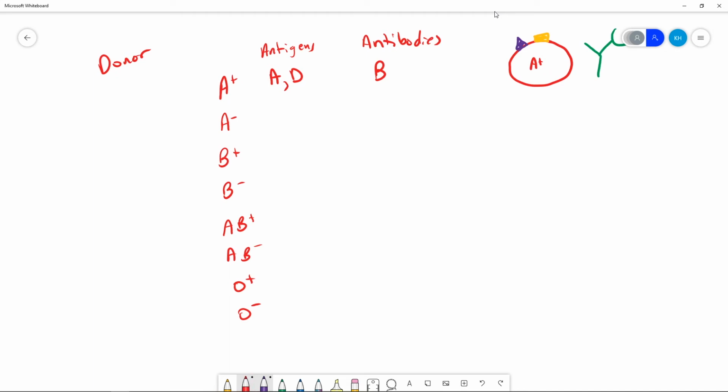So A negative individuals would have an A antigen on the surface of their cells, but they would have the B antibody and the D antibodies because it's an A negative individual. So let's draw this blood type out. So if I had my red blood cell, A negative, they're going to have the surface antigen for A, but they do not have the B antigen, so they would make B antibody. Additionally, they do not have the D antigen, so they would make D antibodies.